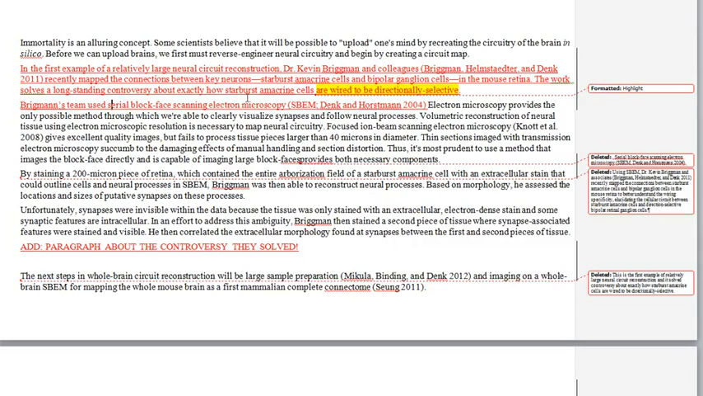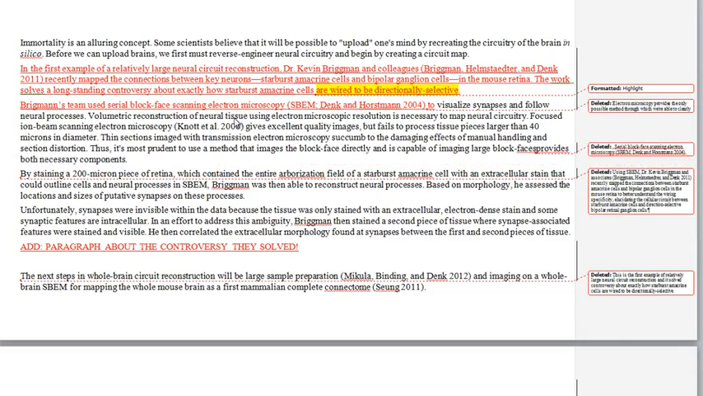So Brigman's team used serial block face scanning electron microscopy. And then what did they use it for? Well, they used it to visualize synapses and follow neural processes. So I'm actually going to change that first sentence a little bit to just go right into what Brigham's team used the electron microscopy for. So I've changed it a little bit, but I think it works. So they used it to visualize synapses and follow neural processes. That was the goal of this type of microscopy. So I've started specifically with what Brigham's team did, and then I can go into some of the details about the different types of microscopy if it's needed.